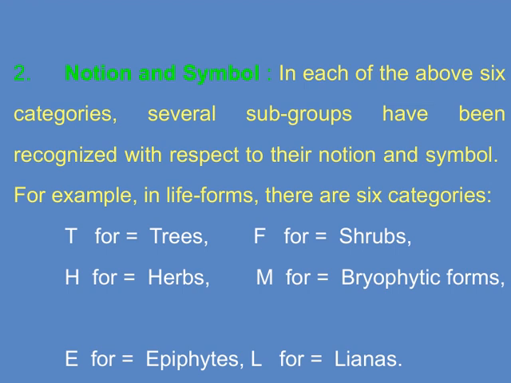Recognizing these symbols and notions is crucial because it allows us to understand the diversity within each category and how they relate to the overall ecosystem. It also helps in simplifying complex biological classifications, making it easier to communicate and analyze ecological data effectively. So, understanding these symbols is fundamental in grasping the broader patterns and relationships in our study of natural forms.